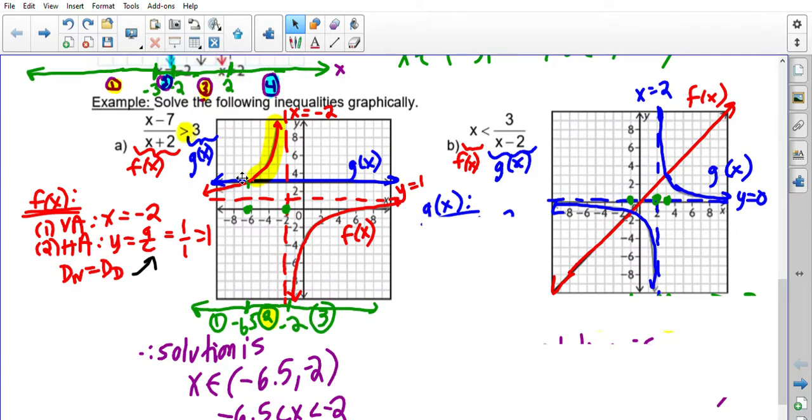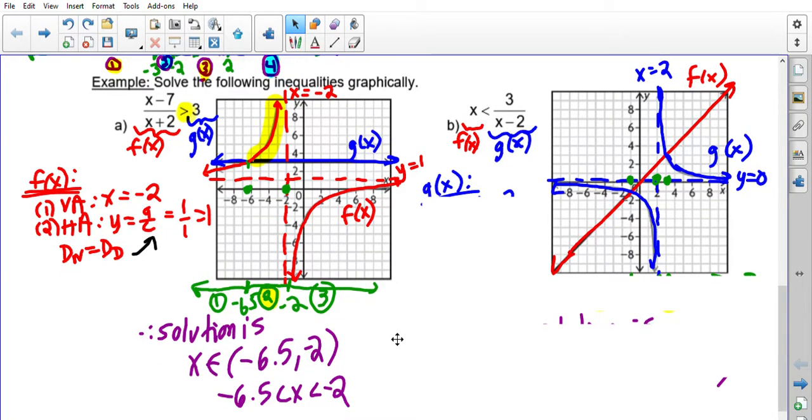Notice that I use circle brackets because my inequality symbol up here did not have an equal to symbol. If it had an equal to symbol, then I would only put the square bracket with the negative 6.5 because that was a point of intersection. I would not put it with the negative 2 because the negative 2 is an asymptote and therefore the graph is not equal to it there. Again, you can write in interval notation or set notation.